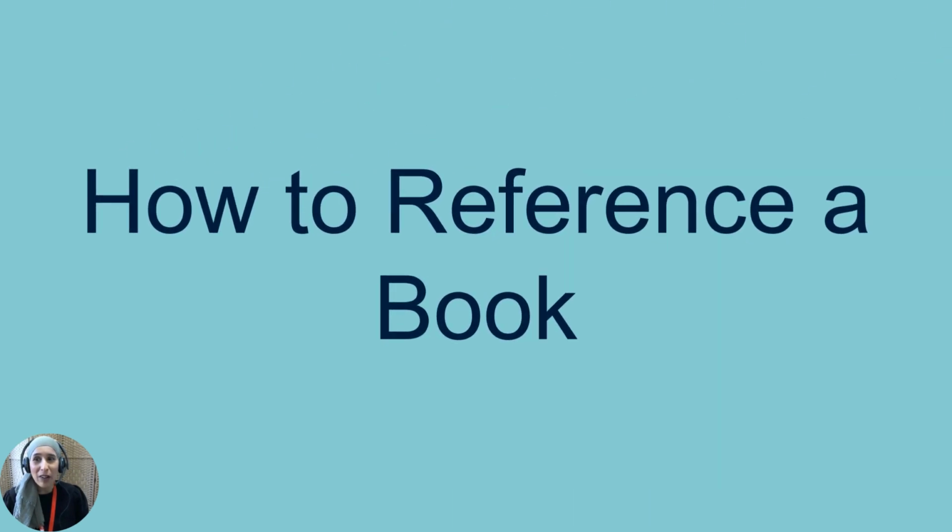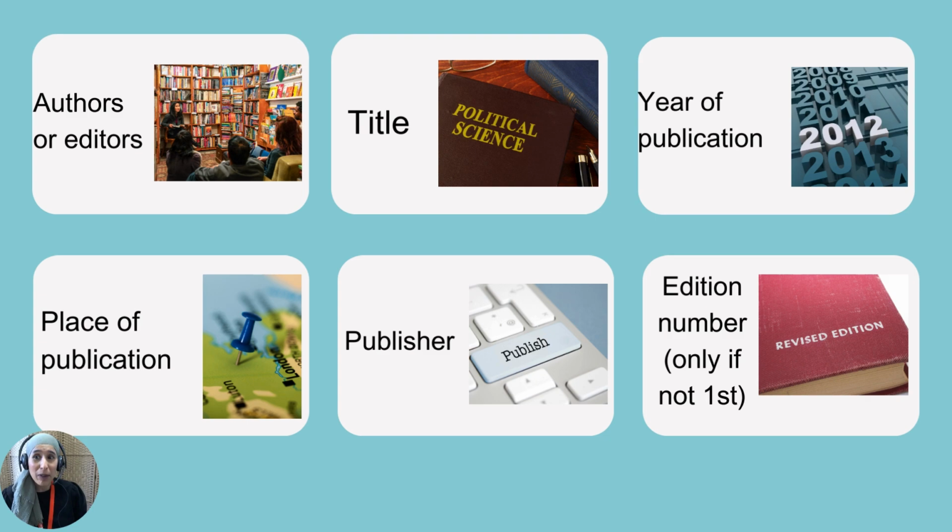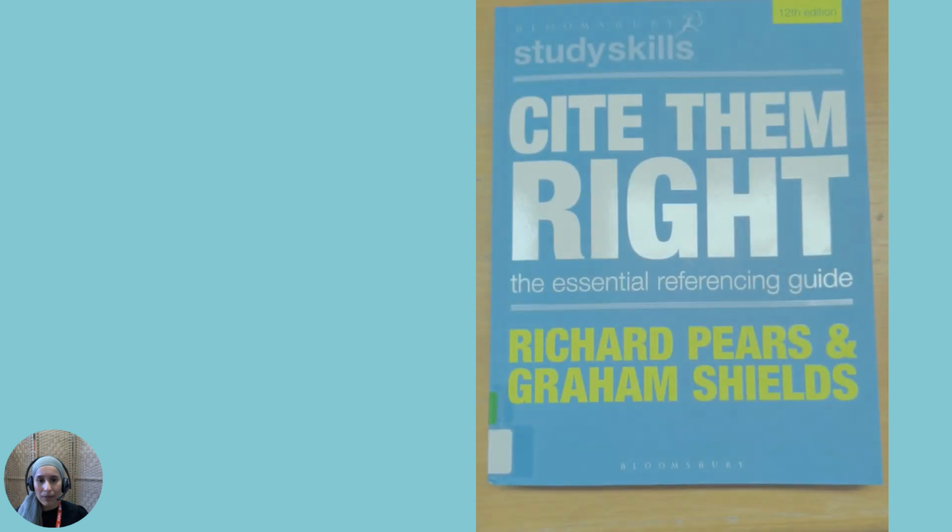We are now going to look at how to reference a book. To reference a book, we need to include the following information: authors or editors, the title, the year of publication, the place of publication, the publisher, and the edition number if it isn't the first one.